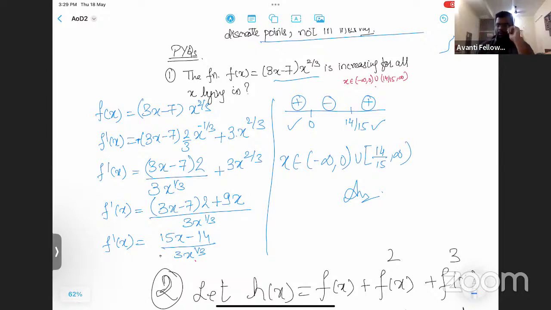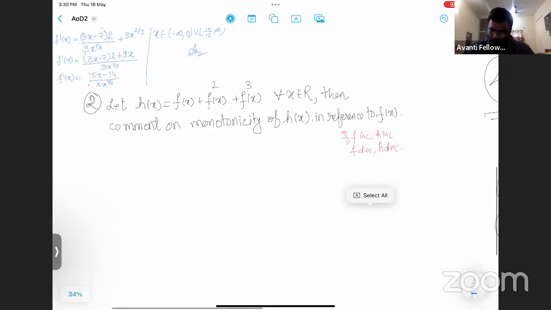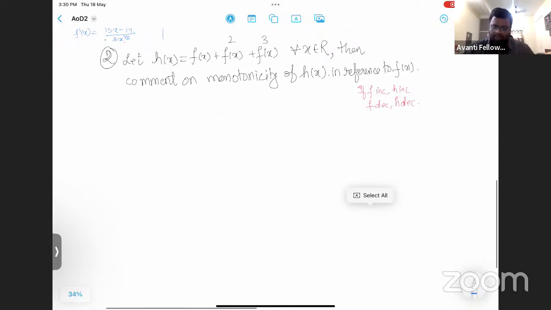Great. Cool. So we'll move on to the next question now. This is the question. Let h(x) is equal to f(x) plus f square(x) plus f cube(x) for all x belonging to R. Then comment on the monotonicity of h(x) in reference to f(x). Means with the help of the behavior of f(x), you need to assess the behavior of h(x). Fine. So for assessing h(x), first we need to find the derivative of h(x). Right? I'll give you 1 minute. Please solve it, and then I'll solve it. Okay. Please try this question once.